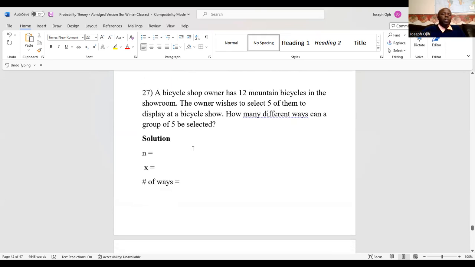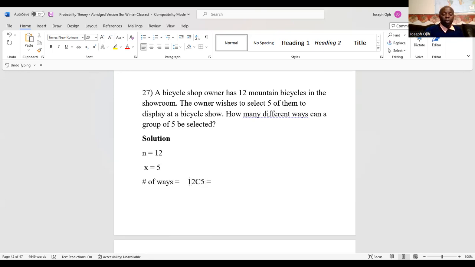A bicycle shop owner has 12 mountain bikes in the showroom. The owner wishes to select 5 of them to display at a bicycle show. How many different ways can this group of 5 be selected? Now, there's no specific order here, so we're gonna use combination. So we have 12 mountain bikes, so n is 12, and x is 5, since you need to select 5 of them to display.